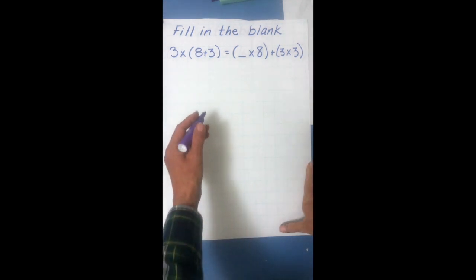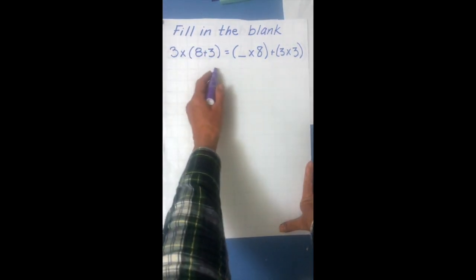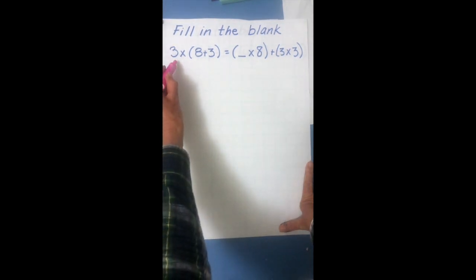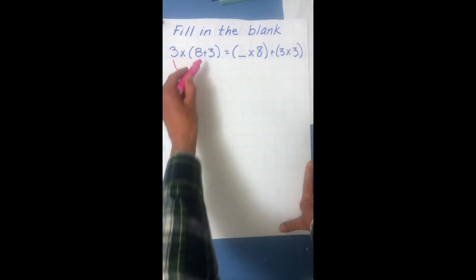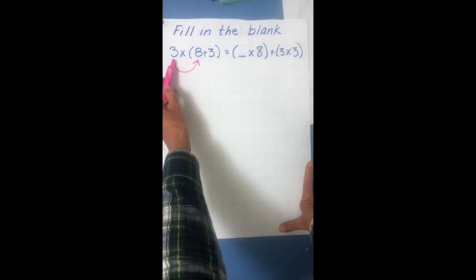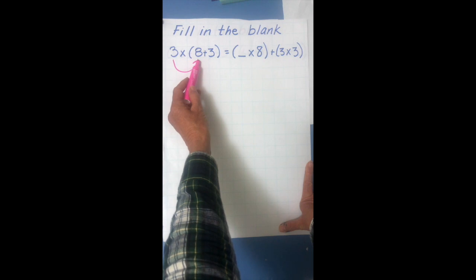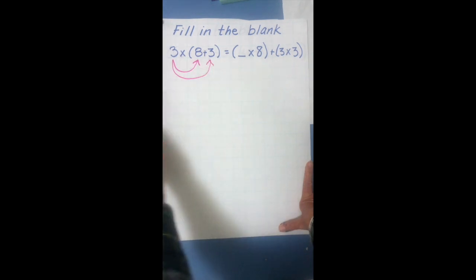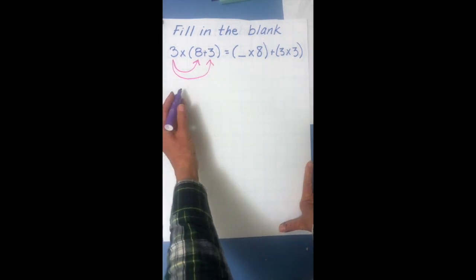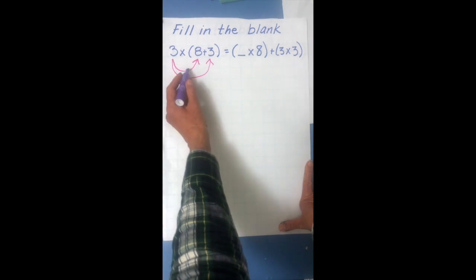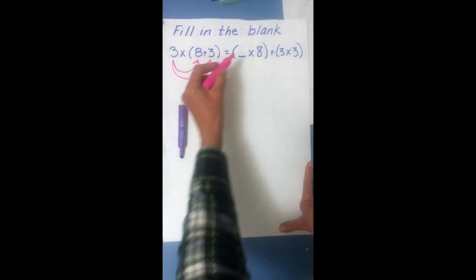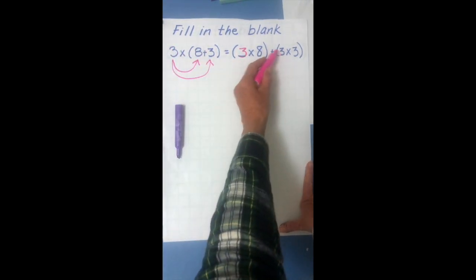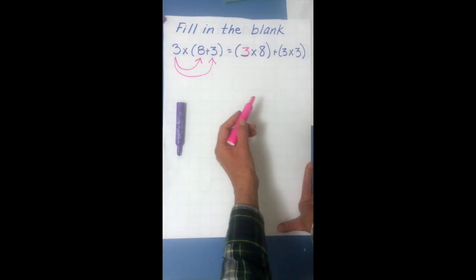It looks like they broke up this right here, 3 times 11, right? And it looks like they broke it up as, oh, look, 3 times 8. So they distributed the 3 to the 8. And then it looks like they distributed the 3 to the 3. So let's see if that's correct. So the 3 to the 8, I would put that here. And then I gave the 3 to the 3. So I think that's it.